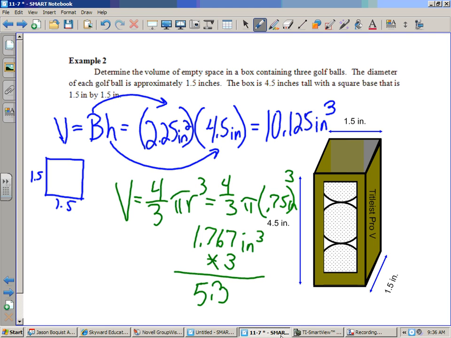is that what you get? 5.30, okay, and that is inches cubed. Again, is 5.3 your answer? No. 10.125 your answer? No. Take 10.125, which is all the empty space, and basically take away how much the golf balls are covering, and then you will be left with your answer. So take 10.125. So 10.125, which is cubic inches, and subtract 5.3, which is cubic inches, and that's a cube, there you go. And I think most of you realize that's going to be cubic inches.